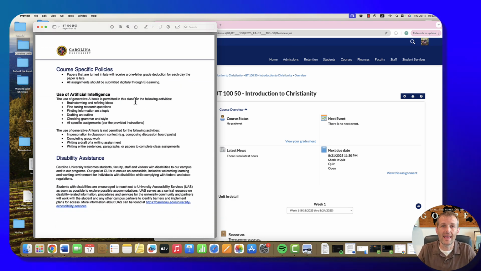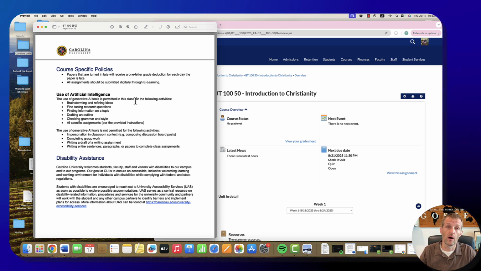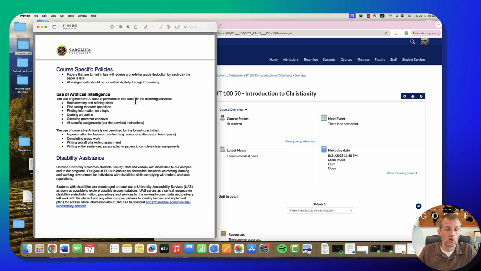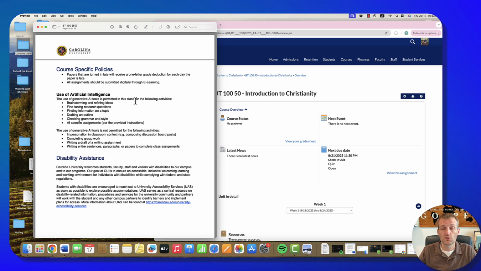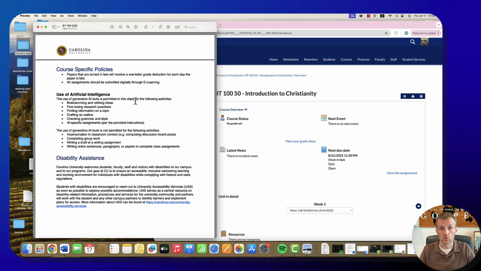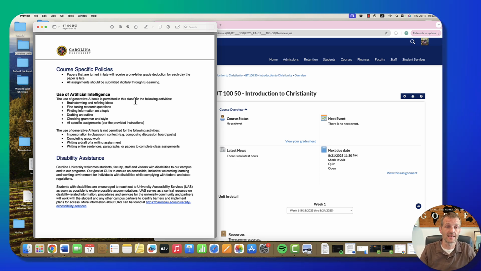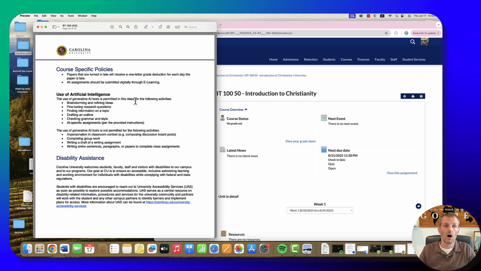Let's talk about AI real quick, because in the last year I've had to fail students. I've had to give them zeros on assignments. You can use AI to brainstorm, to think through certain things, but you cannot make your papers or your answers on your final exam, even the essays. You cannot use AI to write those for you. And believe me, students do it.